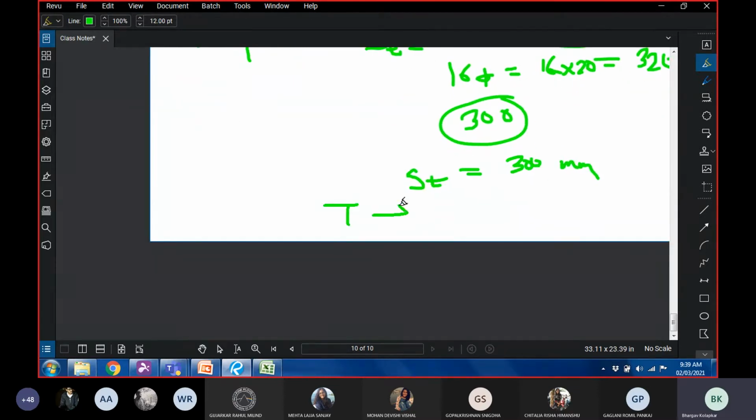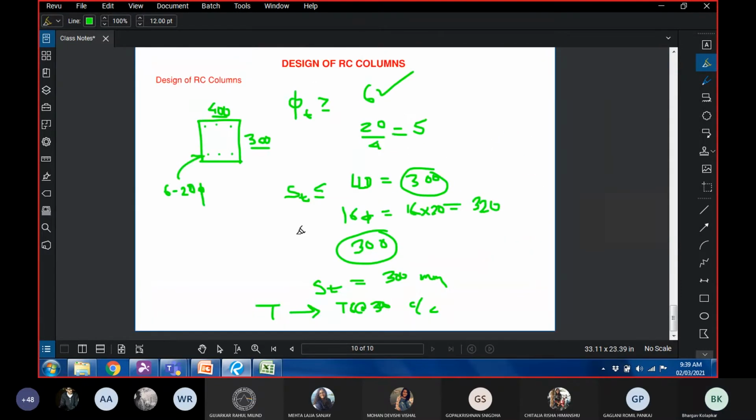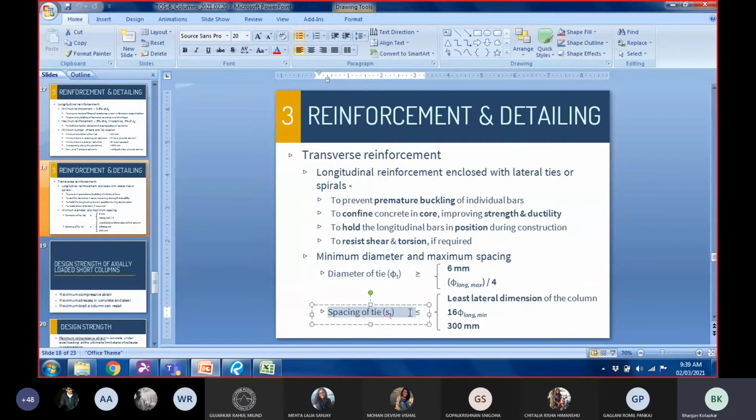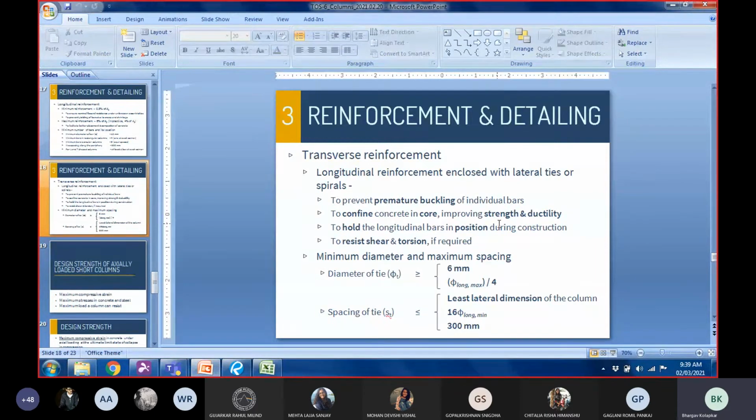So the transverse reinforcement that you'll provide is, say, T6 at 300 center to center. That's simple. You just have to remember these criteria for the diameter and spacing. There's no other calculation for this.